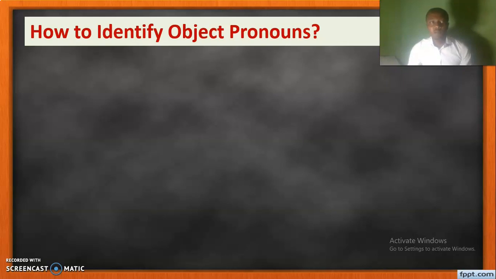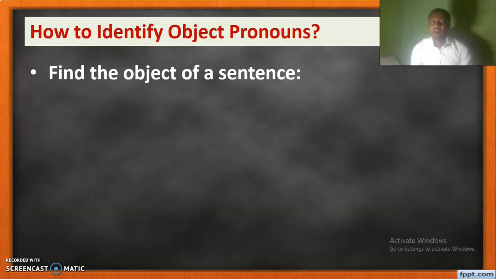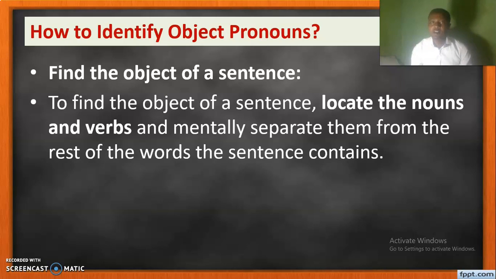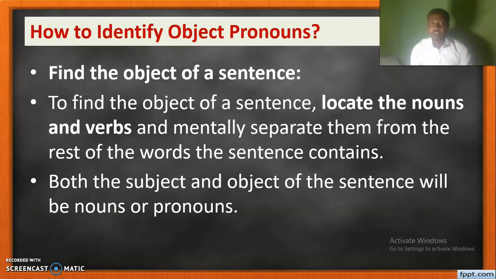So having this in mind, how do we identify object pronouns in a sentence? It's going to be easy. Just follow me. Firstly, what you need to do is find the object of a sentence. To do that, you follow these steps. Locate the nouns and the verbs and mentally separate them from the rest of the words the sentence contains. It's going to be easy because both the subject and object of the sentence will be nouns or pronouns.